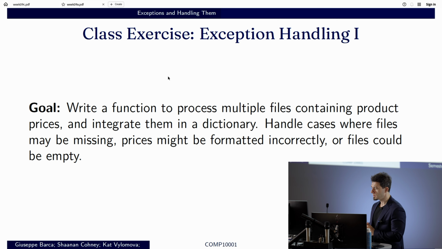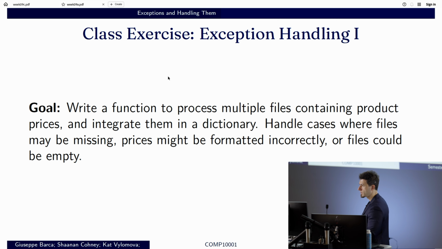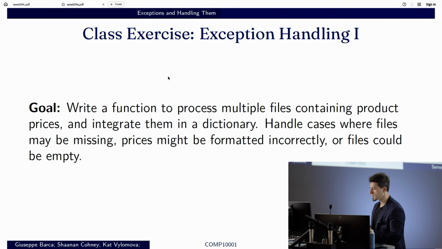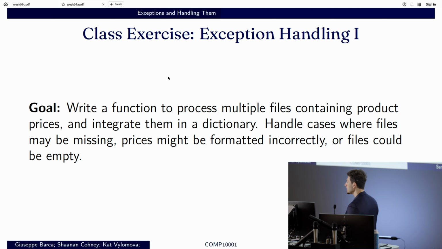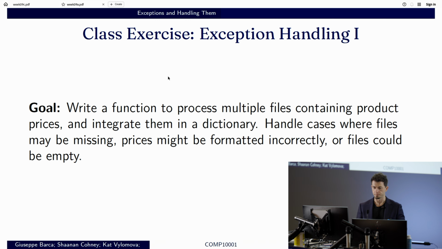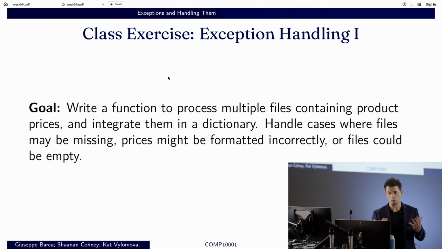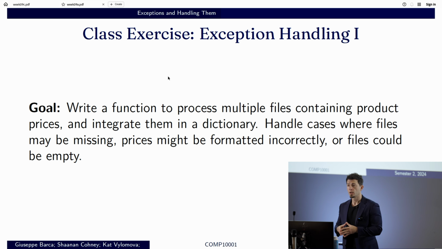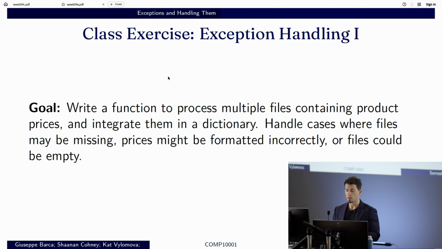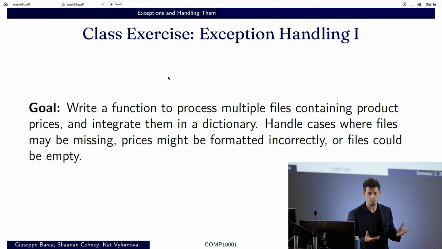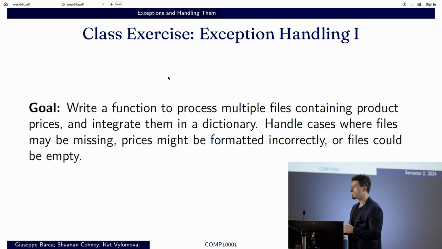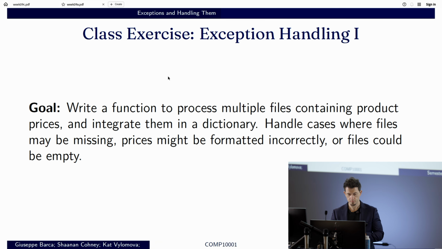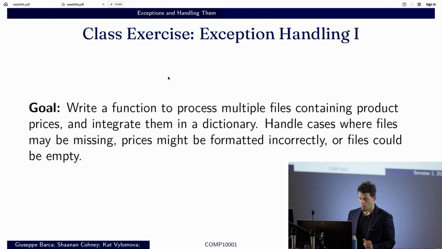So what we wanted to do here is to write a function to process multiple files which contain product prices, and we want to integrate them into a dictionary. And what we want to do is to showcase how to handle cases where we have files that might be missing or misspelled and prices that might be formatted incorrectly. So how do we do that?